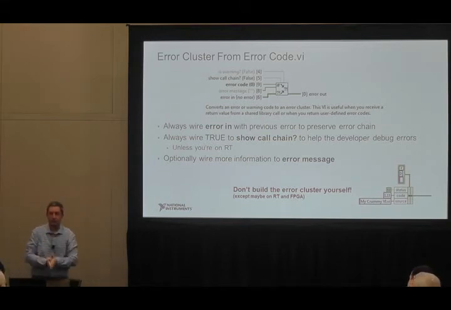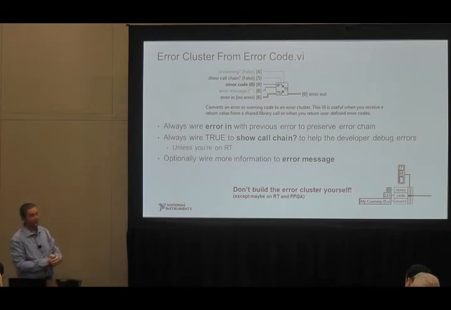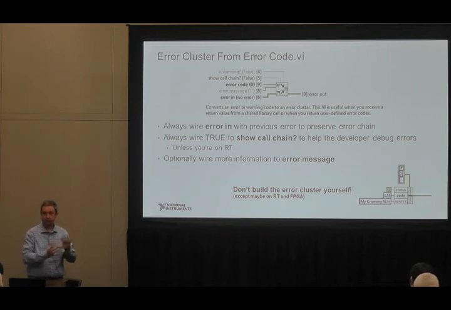Question? Does the error cluster from error code append that string only on an error condition, or does it append the string regardless? So the question is, how does that VI act when there's no error condition? All right, so in that case, you would have an error coming in that's no error, and you would have an error code of 0. In that case, we do nothing to the error cluster. We output no error.